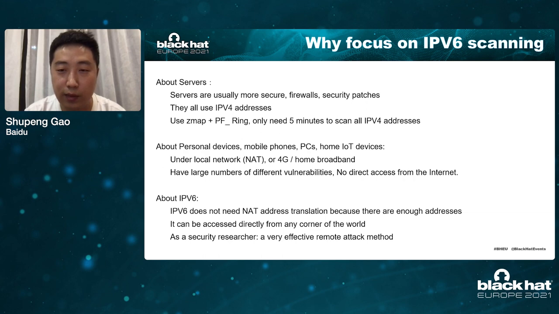exploited on the internet. But the mobile phones, PCs and IoT devices, most of them are under the local network, under 4G, under a home broadband. They may have a large number of different vulnerabilities, but we cannot access them from the internet. However, IPv6 allows the port to be accessed directly and remotely. So if you are a security researcher, this is a very effective remote attack method.